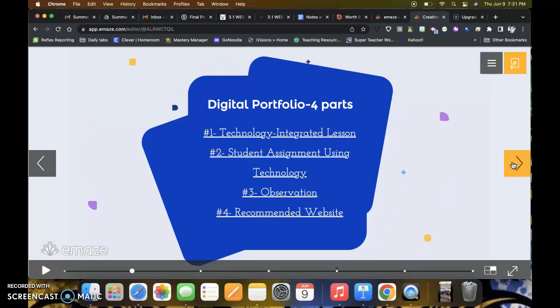The first one is technology integrated lesson. The second is the student assignment using technology. The third is an observation. And the fourth is a recommended website.